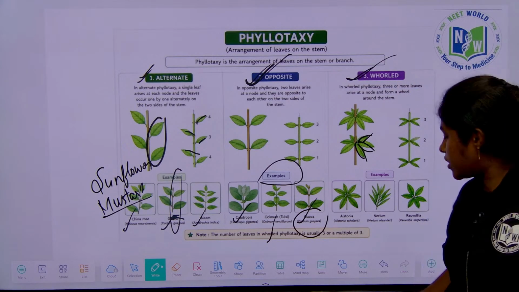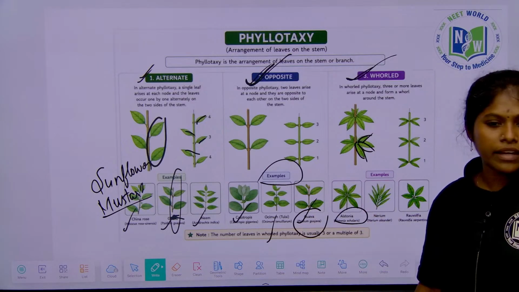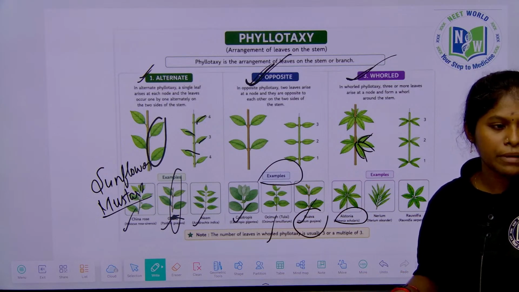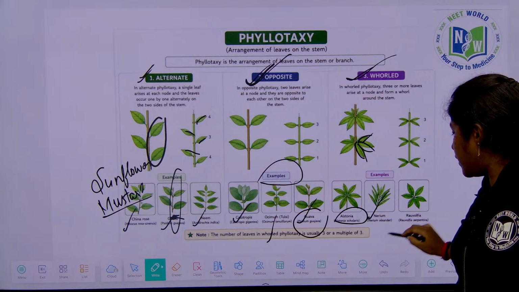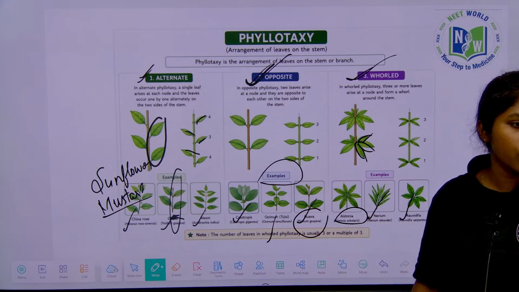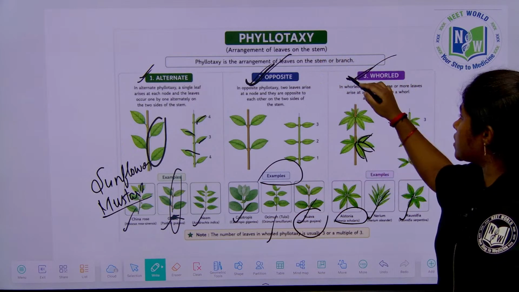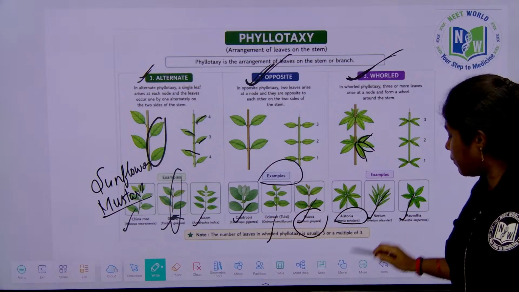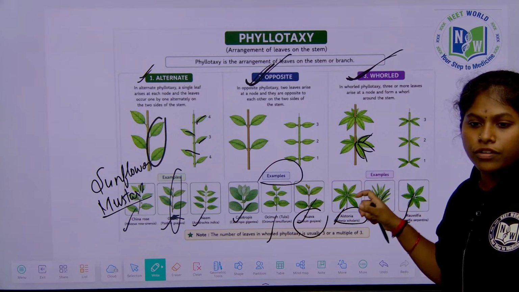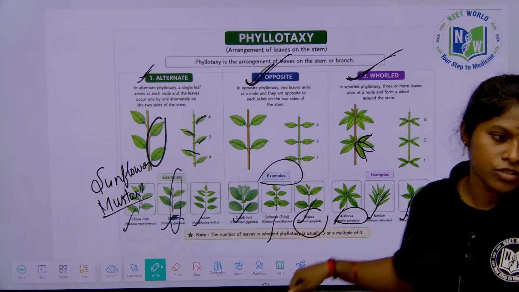And coming to whorled, Alstonia. In NCERT, Alstonia is the only example. If you want to remember, Nerium and Rauwolfia are also examples of whorled phyllotaxy. Examples are Alstonia, Nerium and Rauwolfia. You have to remember particularly Alstonia.